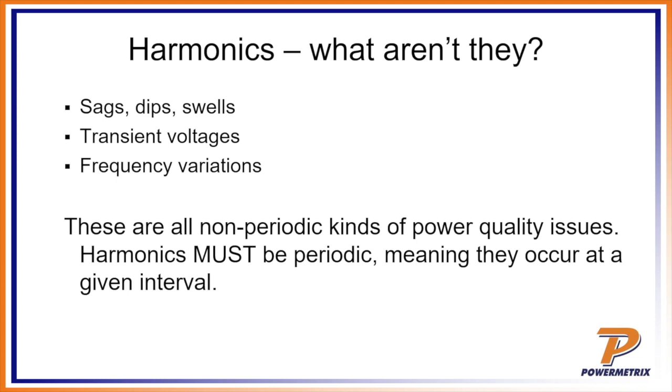Transients occur just once. Harmonics, once again, occur over and over again. The harmonic will continue to exist as long as you have the particular load that's being applied to that system. Then finally, frequency variations. Frequency variations basically mean, are we getting off of our ideal 60 hertz?